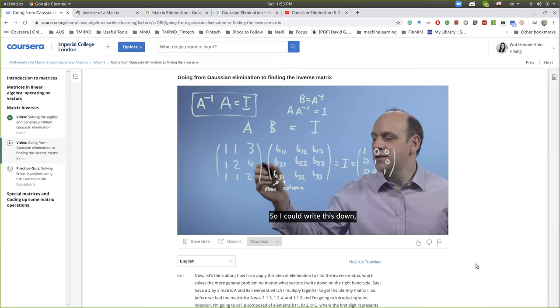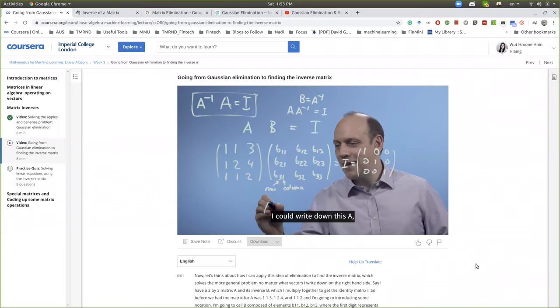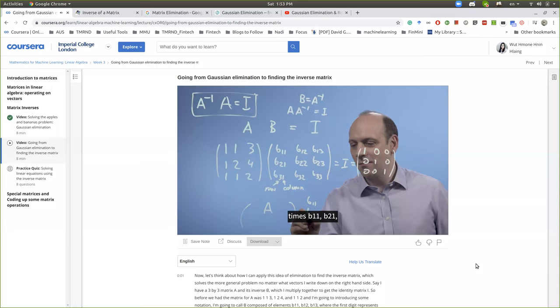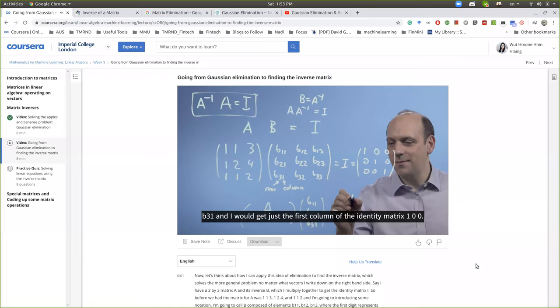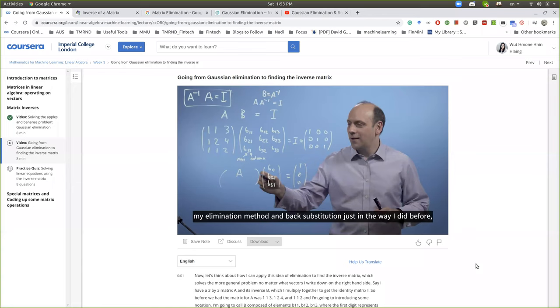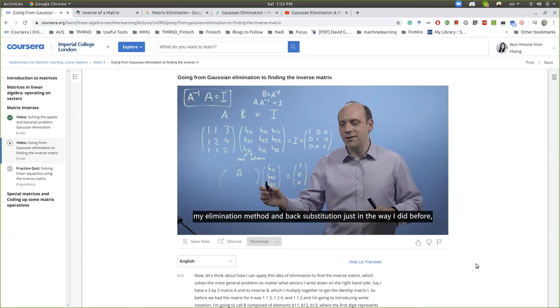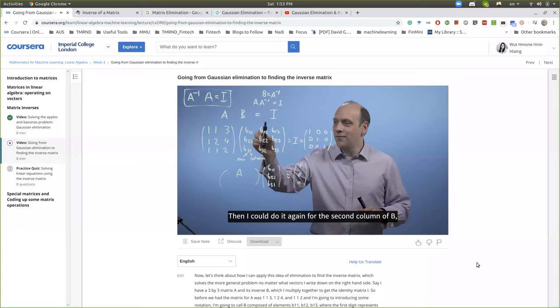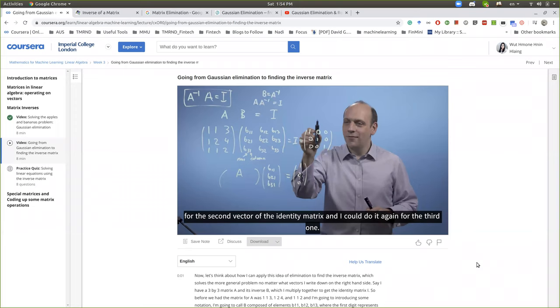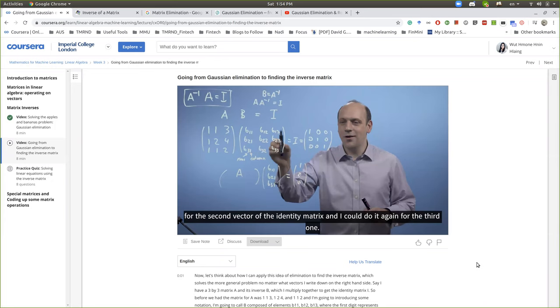Right? So I could write this down. I could write down this A, that big square guy, times B11, B21, B31, and I would get just the first column of the identity matrix, 1, 0, 0. Now, I could solve that by my elimination method of back substitution, just in the way I did before, except I'd be juggling different numbers here. Then I could do it again for the second column of B, for the second vector of the identity matrix. And I could do it again for the third one. So I'd be doing that in some series, if you like.